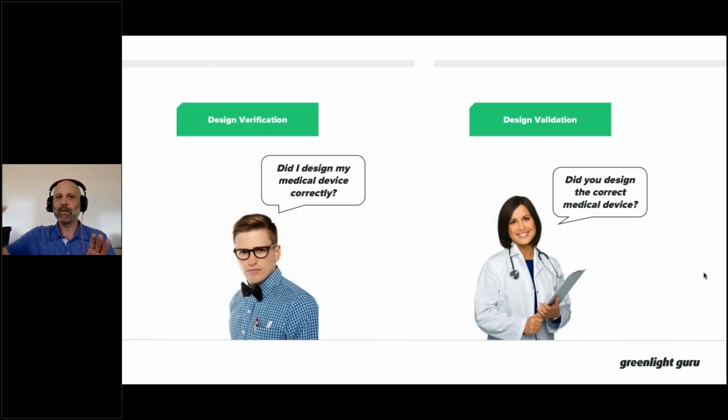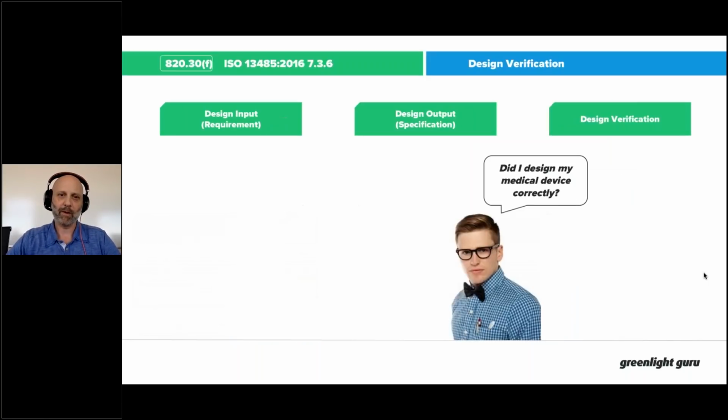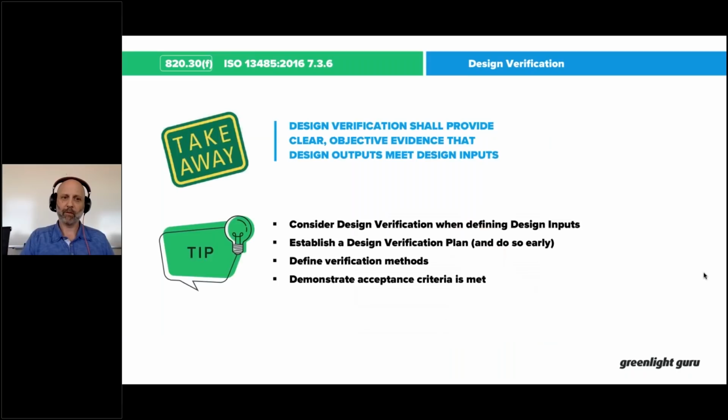So I went through all of these iterations, and hopefully there were confirmations along the way where I checked back in. I didn't just talk to the end users at the beginning of the project and then not again until the tail end, because I probably would have missed the mark. But this is like that final proof, that final evidence that demonstrates that I designed the correct medical device. So again, that relationship from a verification standpoint: input, requirement; output, specification; verification, did I design my medical device correctly?